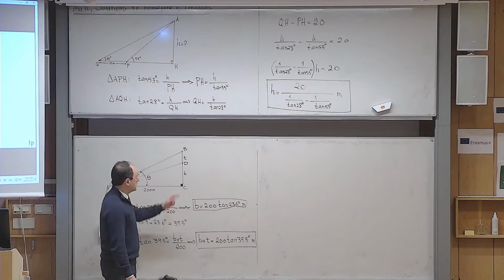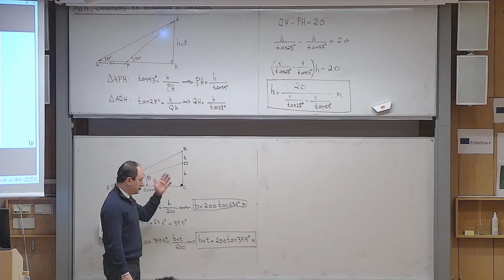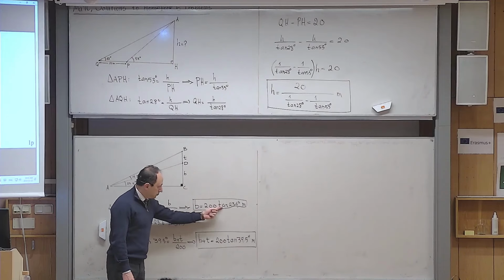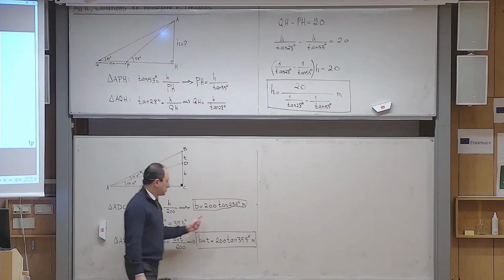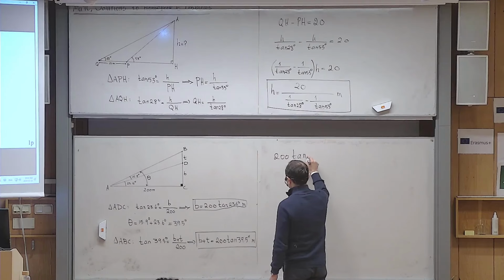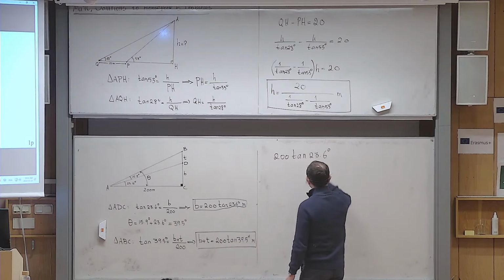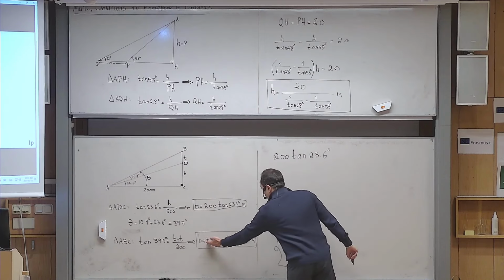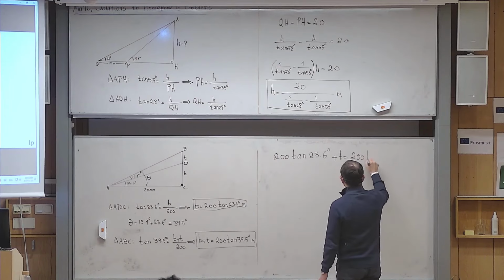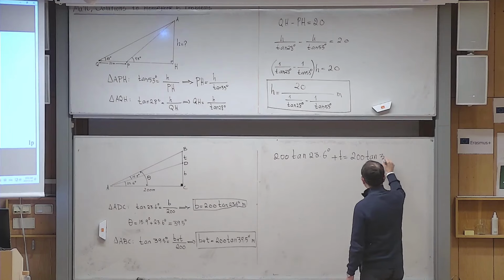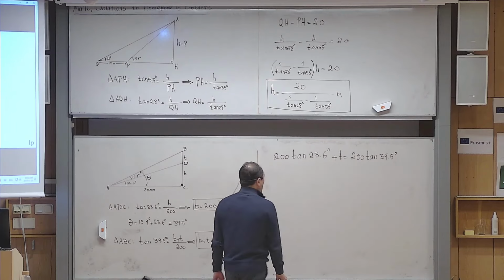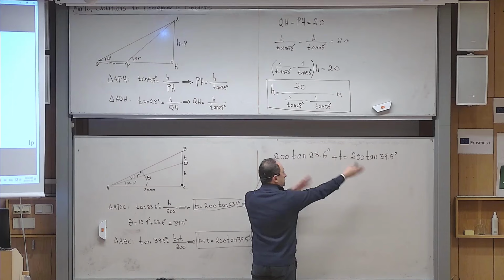What is my target? My target is to find T. So I have to get rid of B. And that is very simple. B is this number. I take it with me and put it here. So it becomes 200 tangent 23.6 degrees. This is B plus T is equal to 200 tangent 39.5 degrees. And I am looking for T. So I move this to the other side.